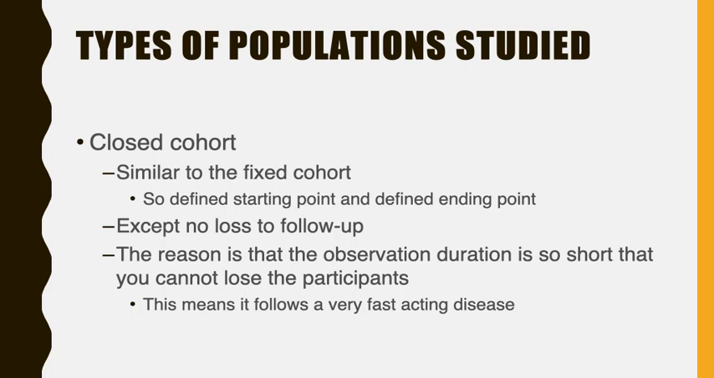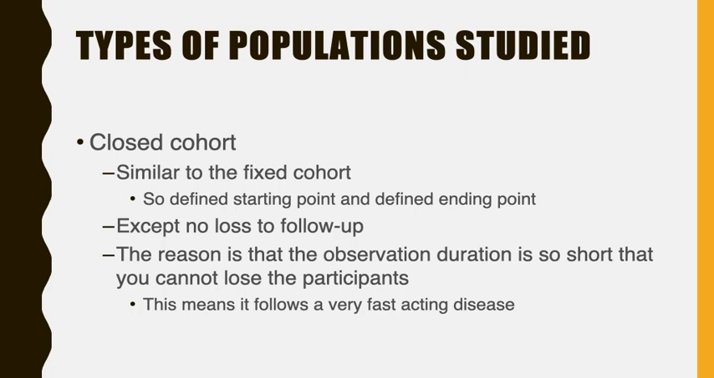The last type of cohort is called a closed cohort. This is very similar to a fixed cohort, but it has a very easily defined starting point and a very easily defined ending point, and there is no loss to follow-up. And the reason for that is that it is a very short time period.